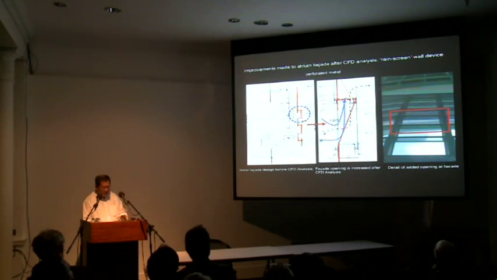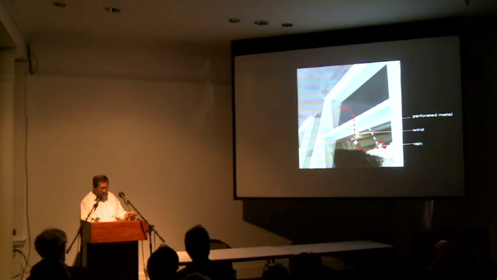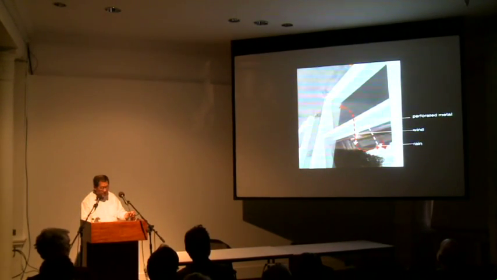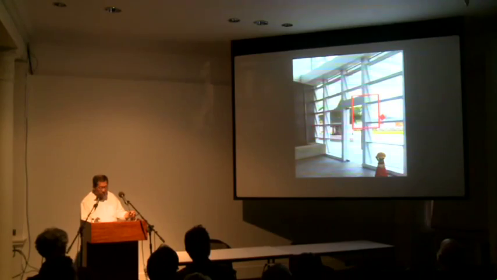And as we started to develop it, we angled the vertical elements and we kept the perforated metal horizontal. So this is what it looks like on the right-hand side. This is what it looks like when it's built. And this is the rain check wall that we developed for the scheme.